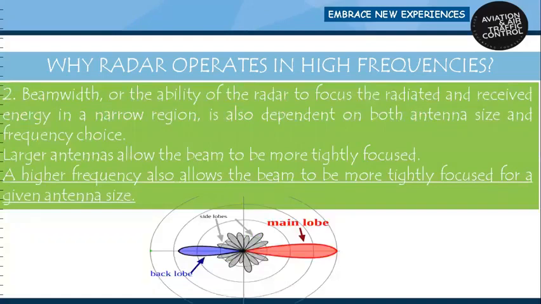Beam width is the ability of the radar to focus the radiated and received energy in a narrow region. It is also dependent on both antenna size and frequency choice. Larger antennas allow the beam to be more tightly focused. A higher frequency also allows the beam to be more tightly focused for a given antenna size.